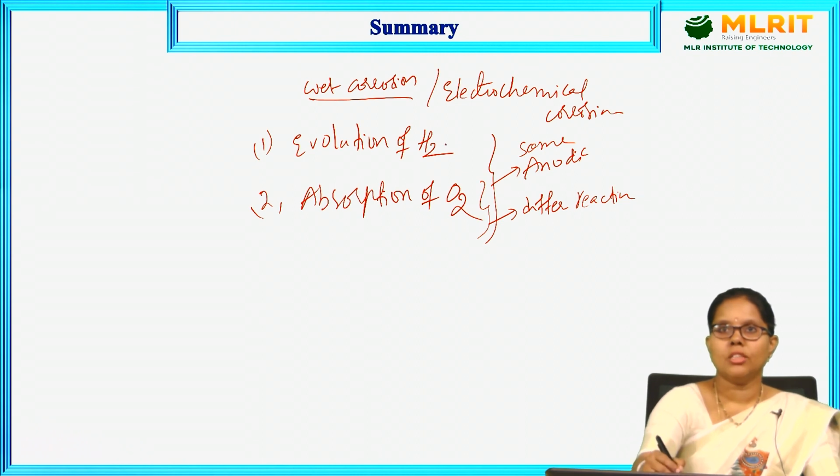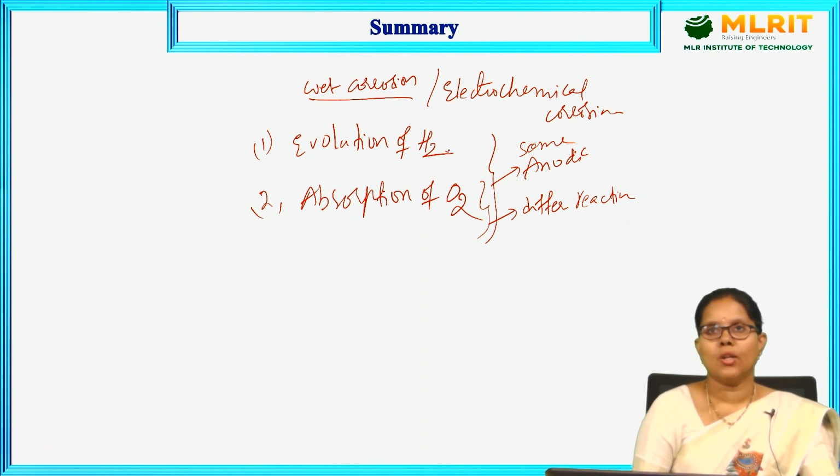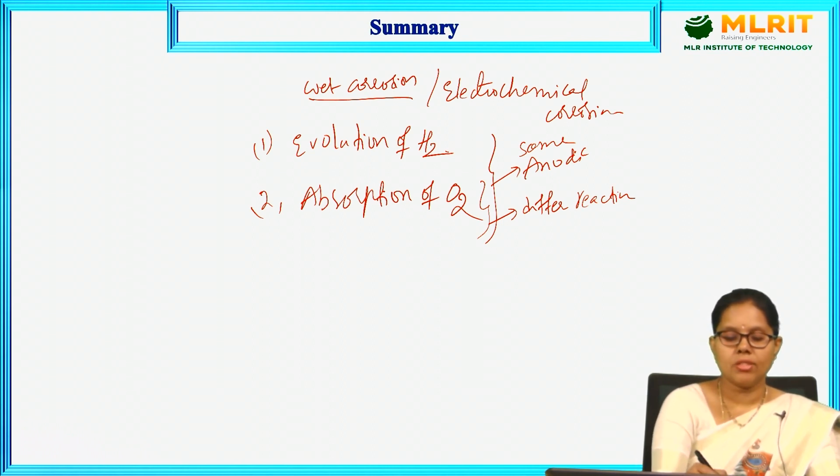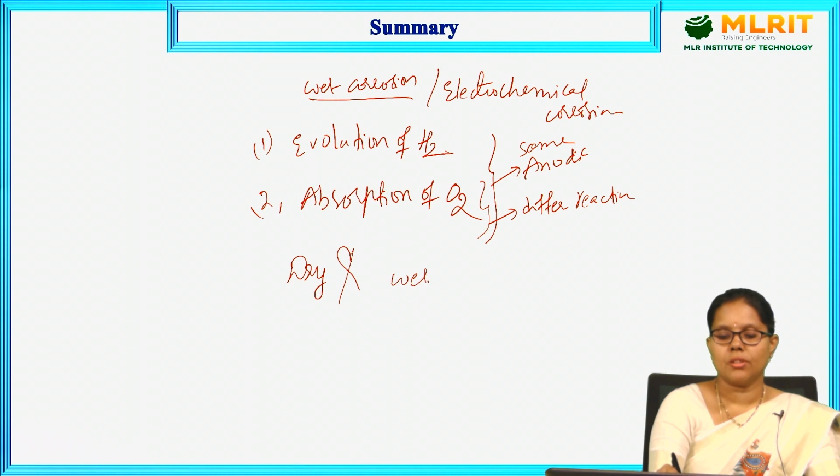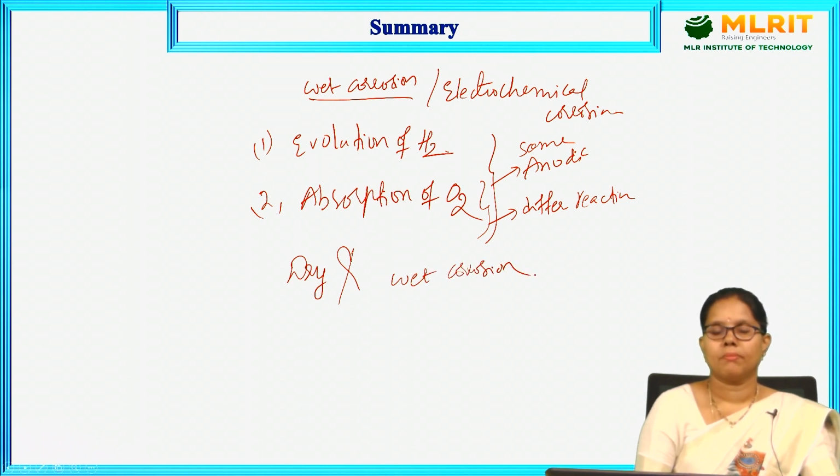Here the corrosion takes place at the anode and the products are formed at the cathodic regions. And in today's class we have seen the differences between dry and wet corrosion. In the next class, we are going to discuss different types of corrosion. Thank you.